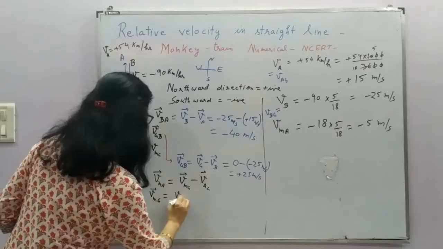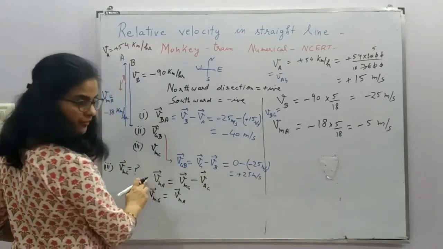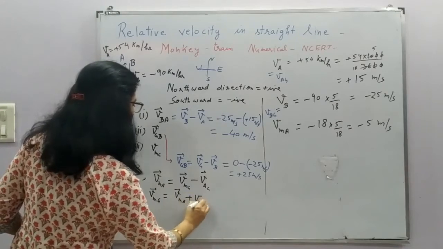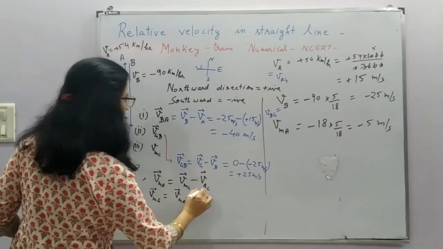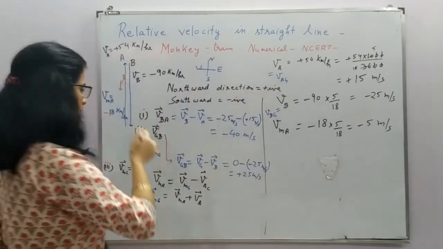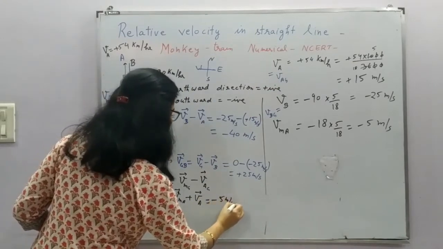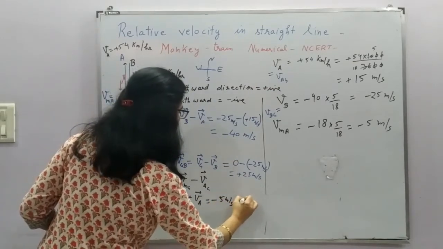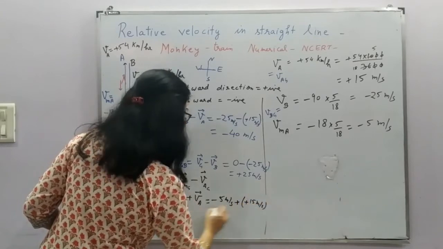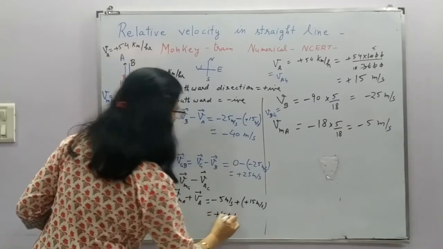So it will be velocity of monkey with respect to train A, and this will be shifted to the left side. So minus, plus velocity of A, because velocity of A is with respect to ground, as this is not mentioned. So this is minus 5 meter per second plus 15 meter per second. So this gives us plus 10 meter per second.